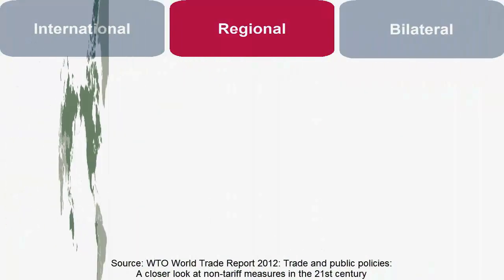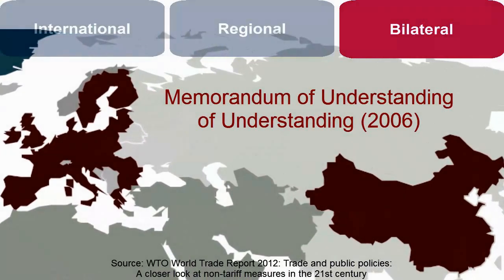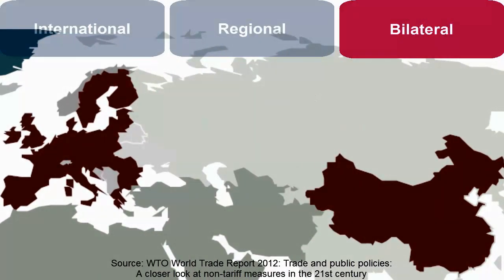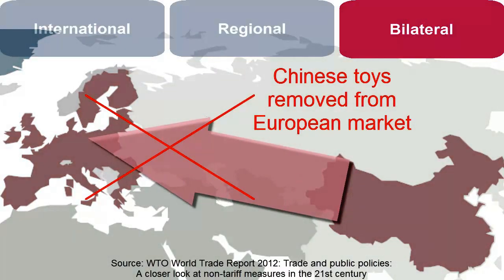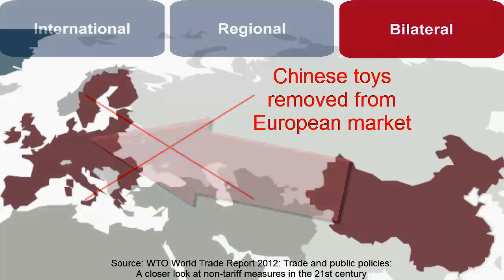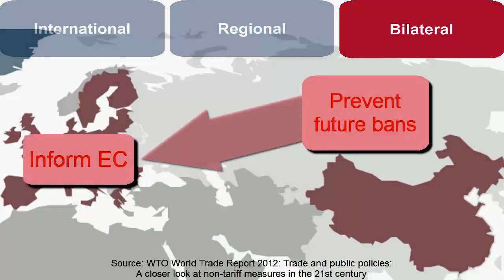An example for bilateral cooperation is the Memorandum of Understanding signed by Chinese and European authorities in 2006. It was initiated as a reaction to toys of Chinese origin that had been identified as unsafe and therefore banned or withdrawn from the European market. Chinese authorities work towards preventing future bans on Chinese toys and inform the European Commission of the results of investigations conducted, including any measures adopted.